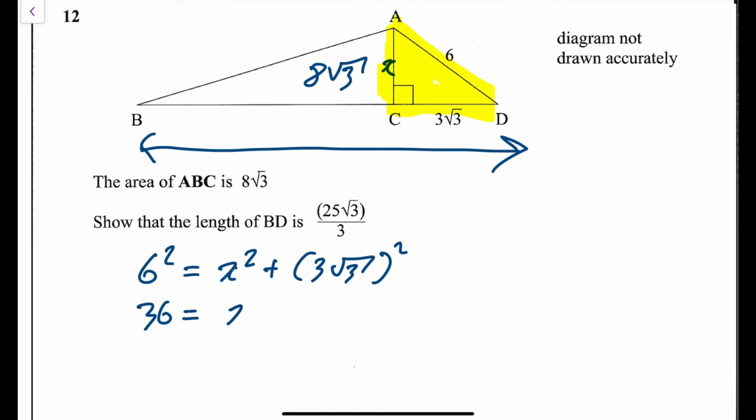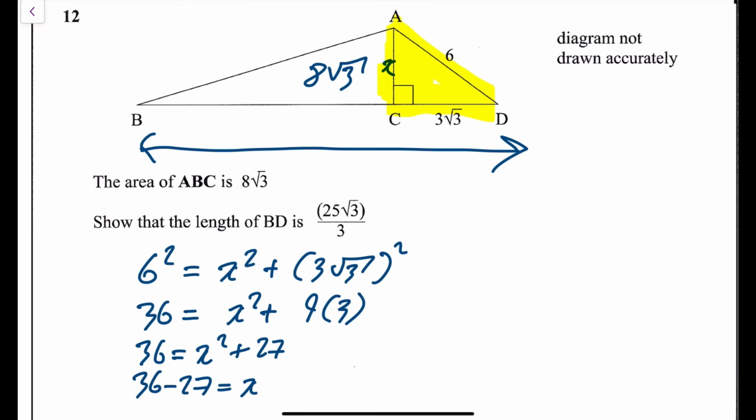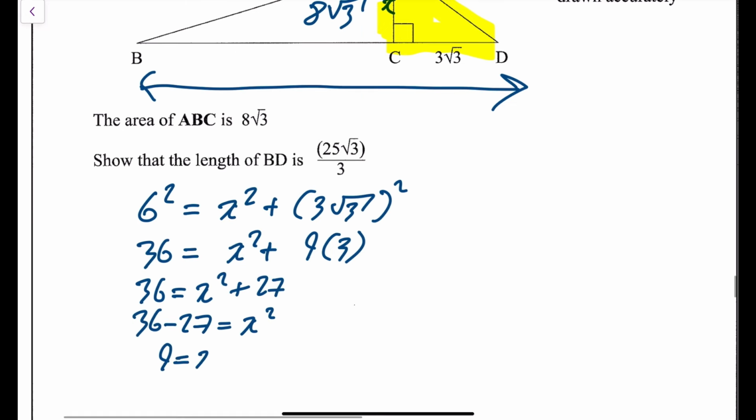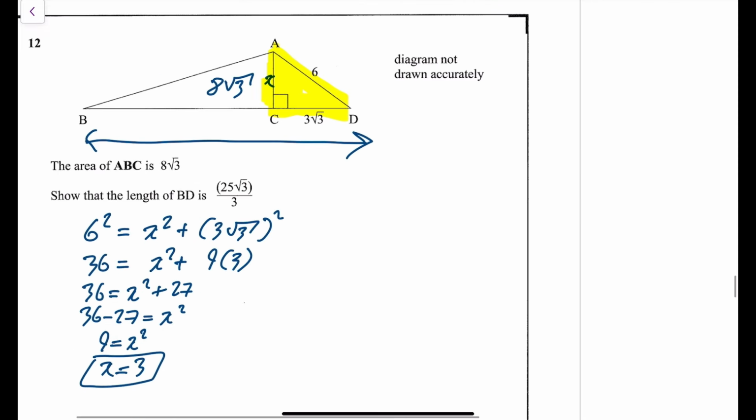6 squared is 36, which is equal to x squared plus, and then 3 squared would be 9, root 3 squared would be 3. So 36 is equal to x squared plus 27. 36 minus 27 equals x squared, which means 9 is equal to x squared, which means x is equal to 3. So we've got a nice answer for height.